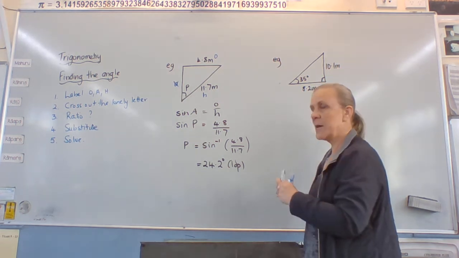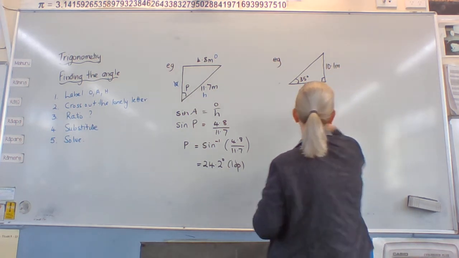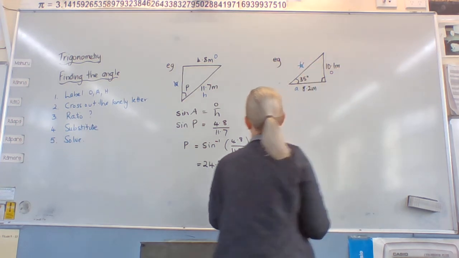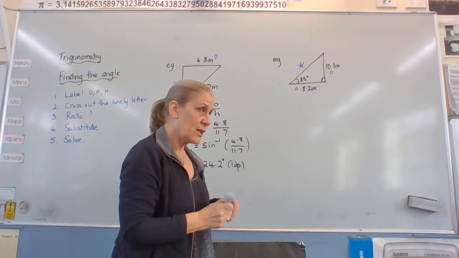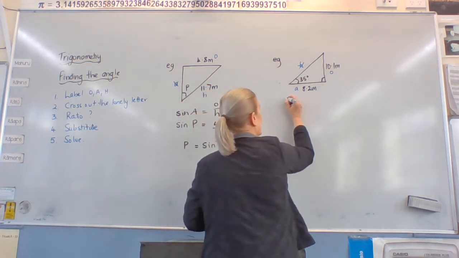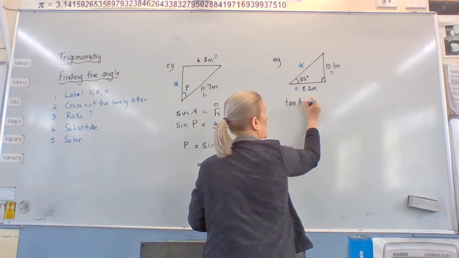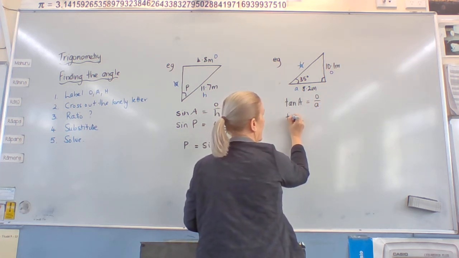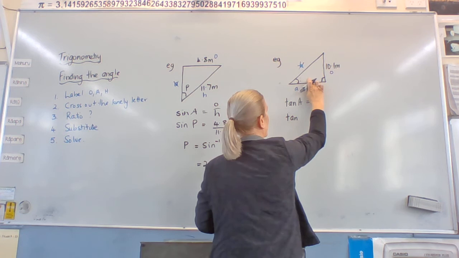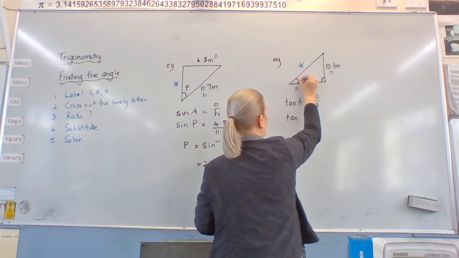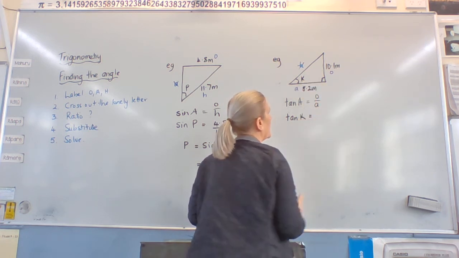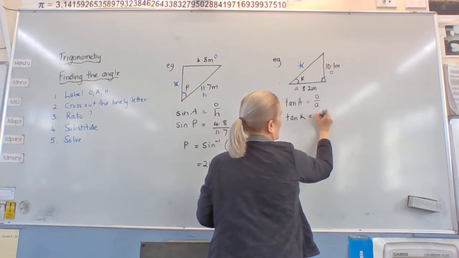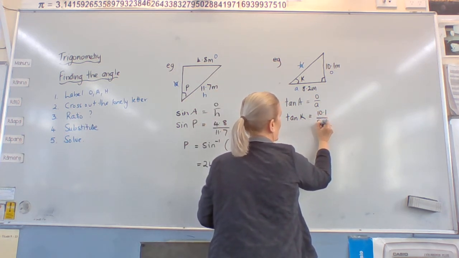Okay, so label the sides first. We've got O, A, H, no, H, so therefore we've got O and A. Toa, the angle equals O over A, so we've got tan of, oh, we're looking for the angle, we don't know what that is, let's call it K. It's probably not going to be 30 something, but anyway, tan of K equals O, which is 10.1 over 8.2.